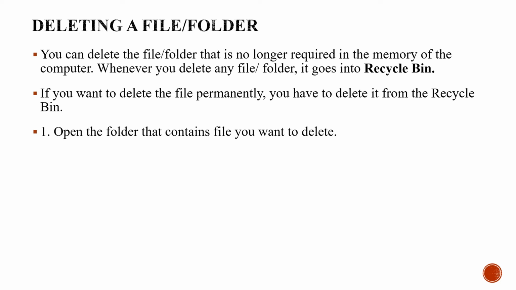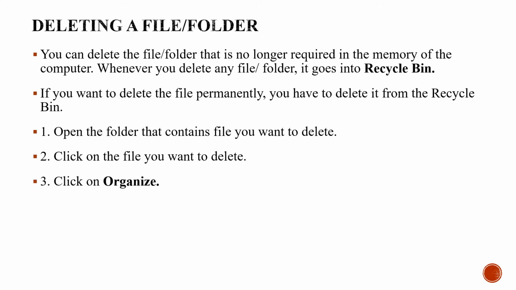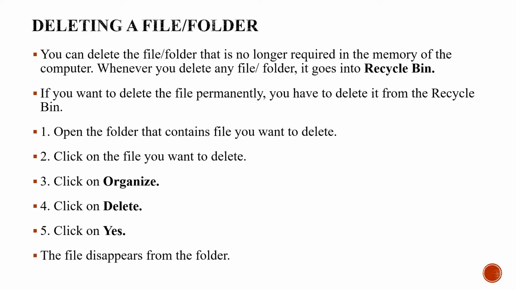So, what is the procedure? Let us see the steps. Open the folder that contains the file you want to delete. So you need to open the folder in which the file is there. Then you have to click on the file, so that means you have to select the file. Then click on organize and then click on delete. Then click on yes. That means one message will be there asking whether you want to delete it or not. So you have to press yes. And then the file disappears from the folder.